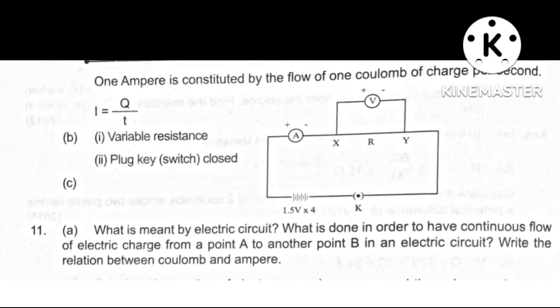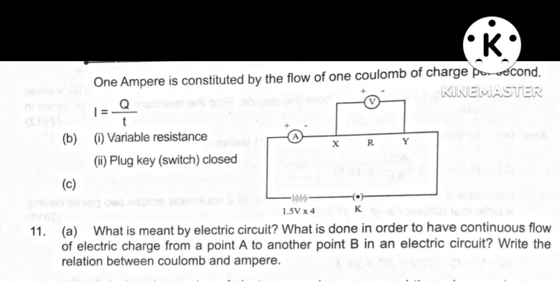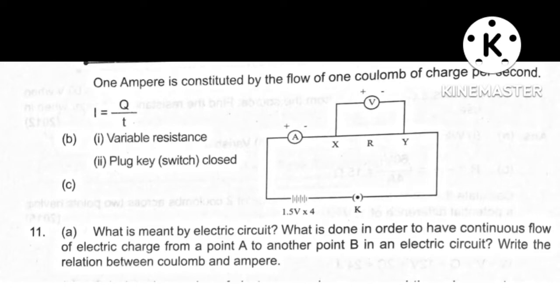Here we have to identify the two symbols, right? The first one is a variable resistance or a rheostat. And the second one, we can see there is a switch and at the center there is a dot. So the meaning of that is, it is a closed switch or a plug key that is closed. Okay. Now we can answer the third question.